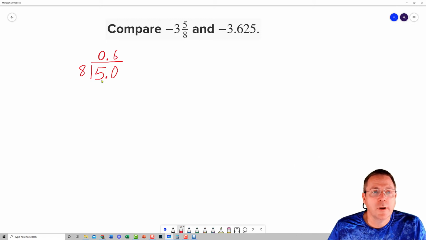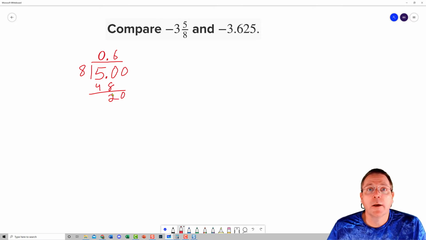8 goes into 46 times, which is going to be 48, 2 left over. Bring in a 0 and bring it down. 8 goes into 22 times, which is going to be 16 with 4 left over. Annex in another 0, bring that down. 8 goes into 45 times, which is going to be 40 with nothing left over.